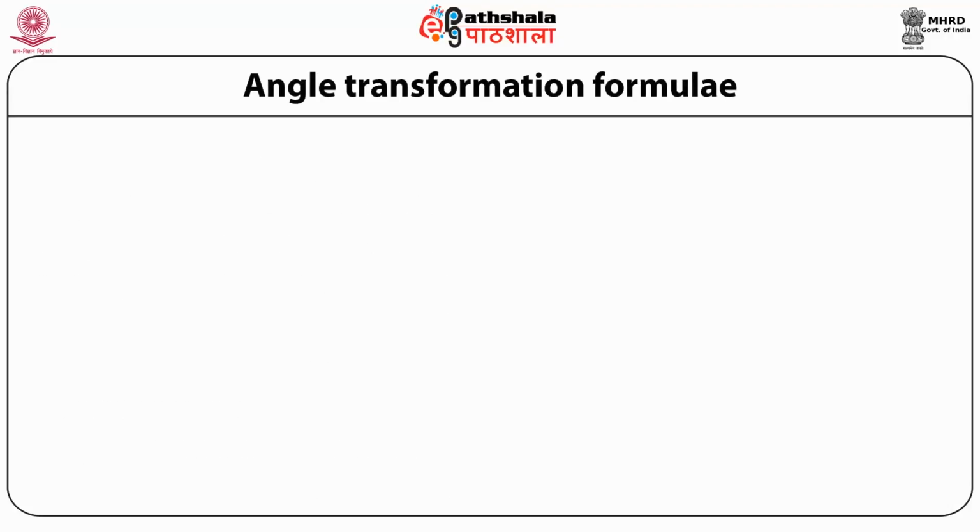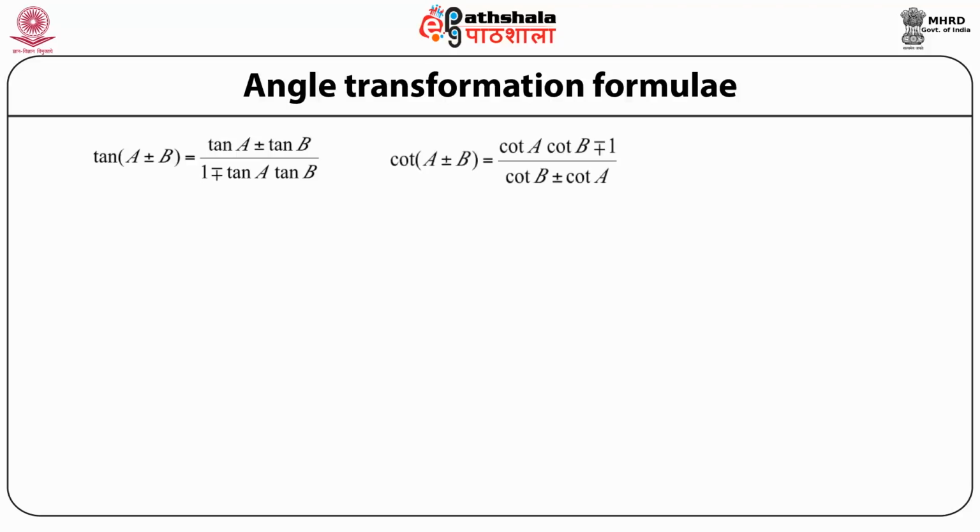Continuing the angle transformation formula, tan of A plus or minus B is equal to tan A plus or minus tan B on the numerator, divided by 1 minus or plus tan A tan B, and we will see how to prove it. We will also see it for cot of A plus or minus B.